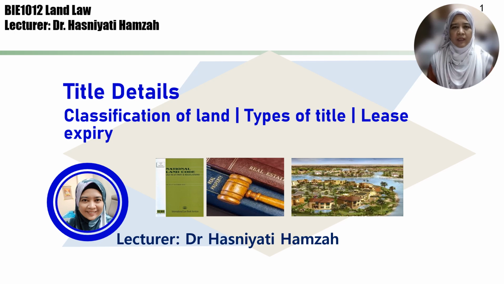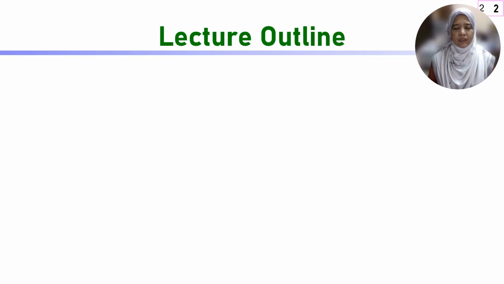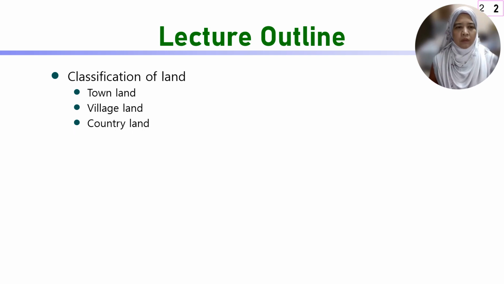Hi everyone. So this video will be discussing title details. In particular, we're going to touch on classification of land, types of title, and lease expiry. Now, for the first topic, we're going to discover that for classification of land, land can be classified into three: town land, tanah bandar, village land, tanah pekan, and then country land, tanah desa.